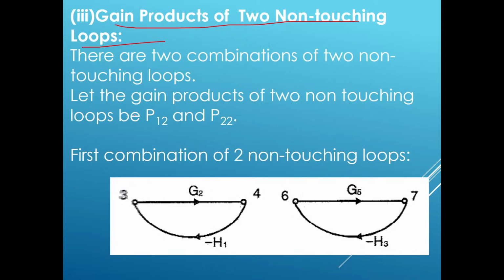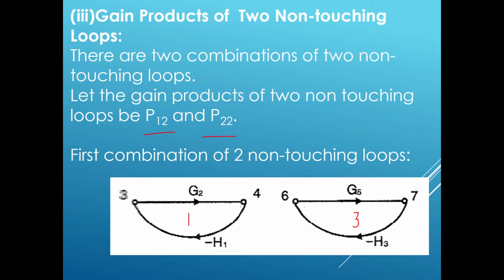We have to determine the gain product of the non-touching loops. Let us give the notation. Since there are two pairs, the gain product of the first pair of non-touching loops, let us assume, is P12, and the second pair is P22. What is loop 1? This was loop 3 4, loop 1, and 6 7 was loop 3, isn't it? So these two are non-touching loops, one pair of non-touching loops.